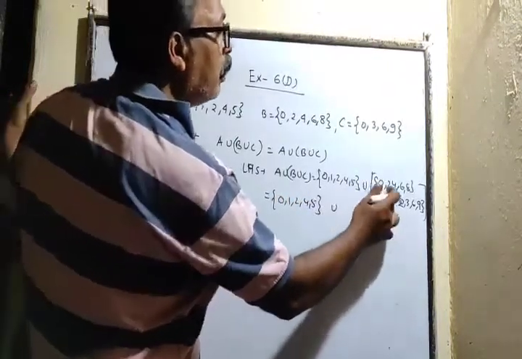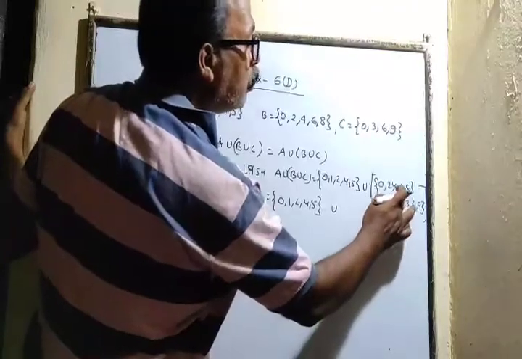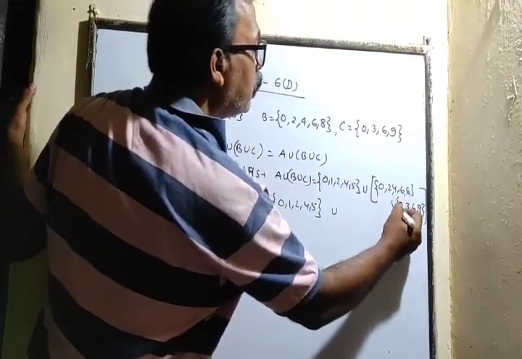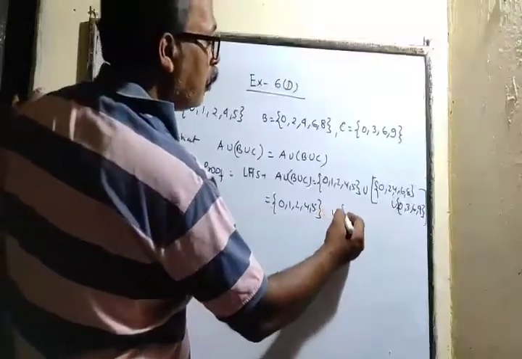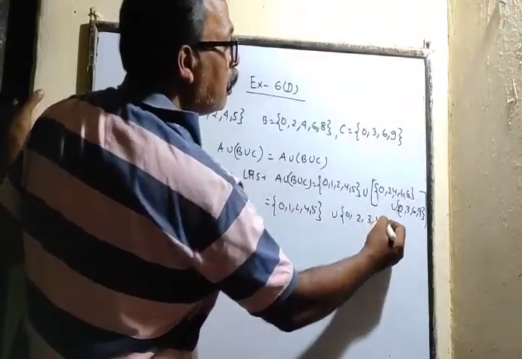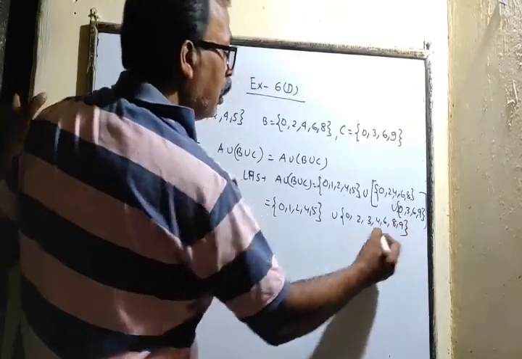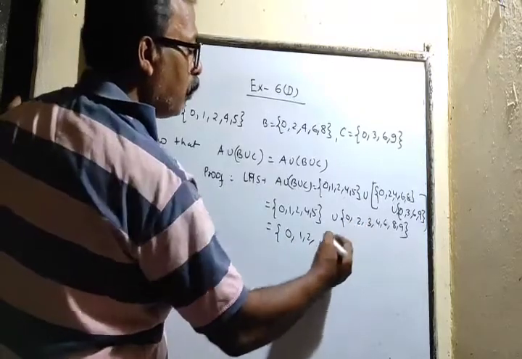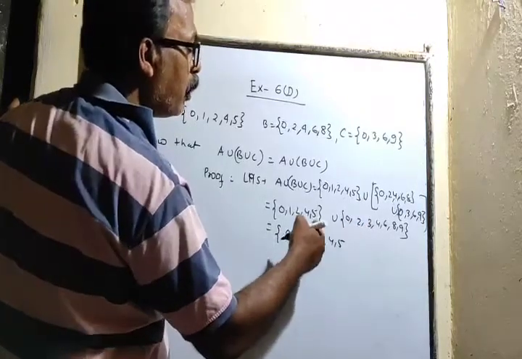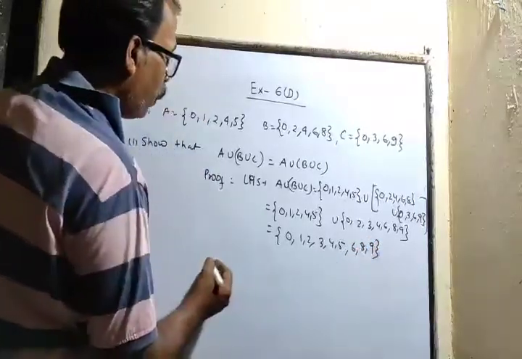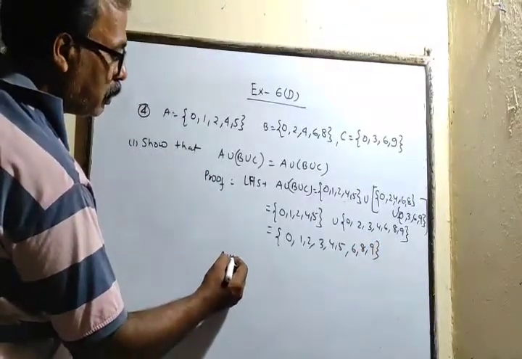When we take the union of these two, B union C, it comes out as 0, 2, 3, 4, 6, 8, 9. And if we add this to A, we get 0, 1, 2, then 3 from here, 4 and 5, and 5 is already present, 6, 8 and 9. And now we will find its second part, that is RHS.